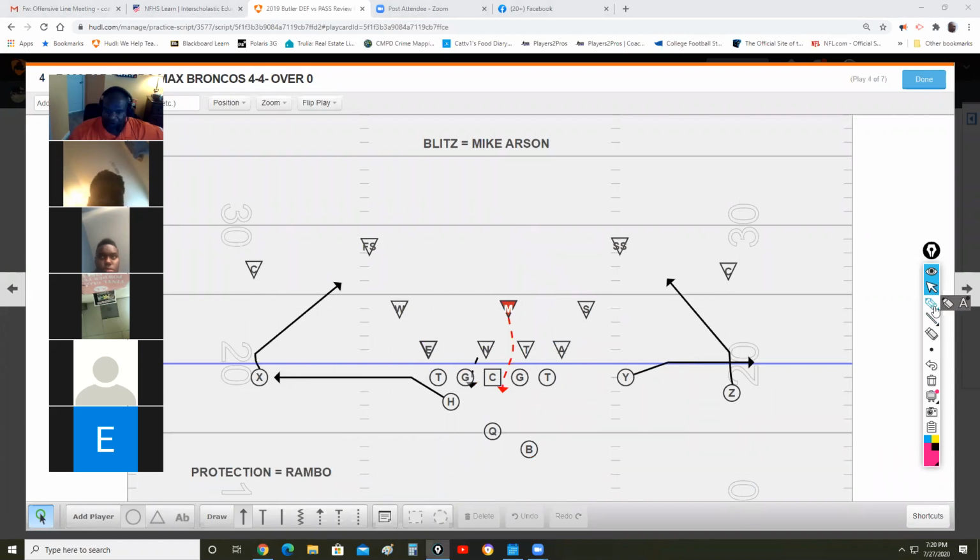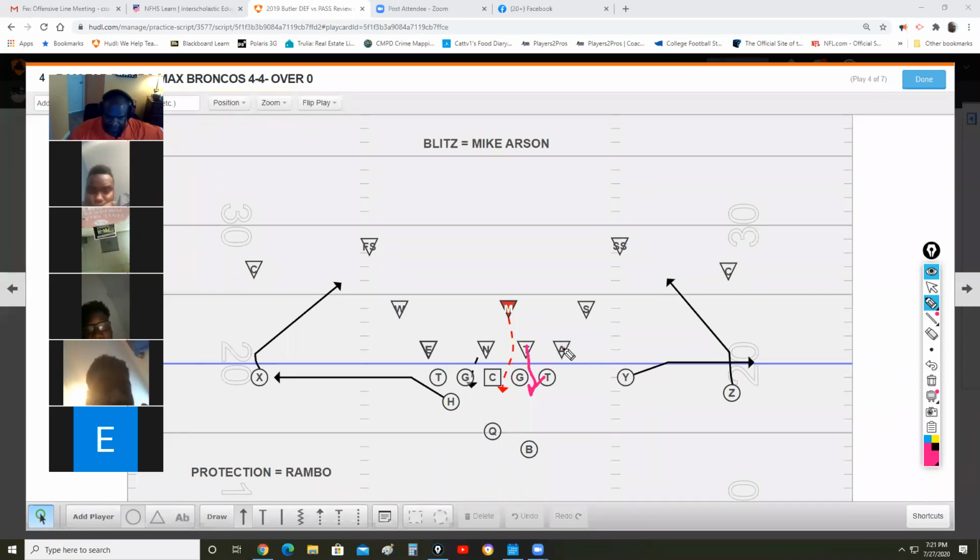Okay, all right, so let me walk through this. This is Mike Arson. What do you think this tackle is going to do? What gap? To the B gap. What is he going to do? To the C gap. B gap. B gap. Okay.